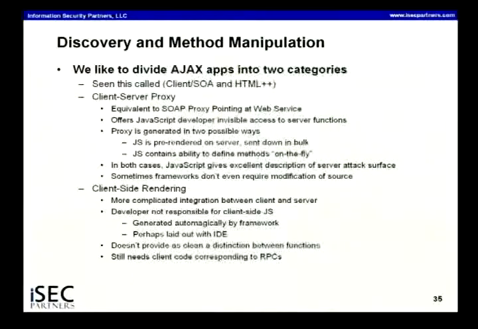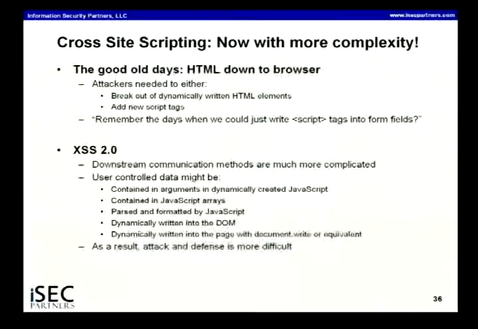The other kind of Ajax is called client-side rendering by some people, or HTML++. It's really just a way of making the HTML a little cooler, and a lot of times it's in a situation where the framework doesn't want you to have to do any work in JavaScript, so it makes it all magically. This is how both Microsoft Atlas and Google Web Toolkit work. Often there are functions, and you can dig through them, and sometimes you can't. And this is a much more complicated situation to find these functions, and we'll give you some real examples later.